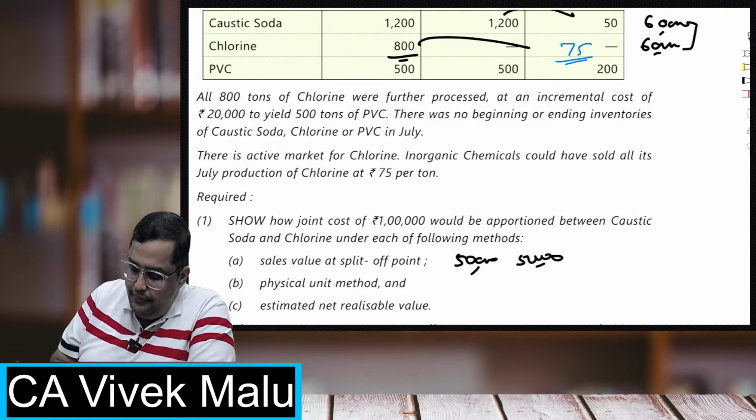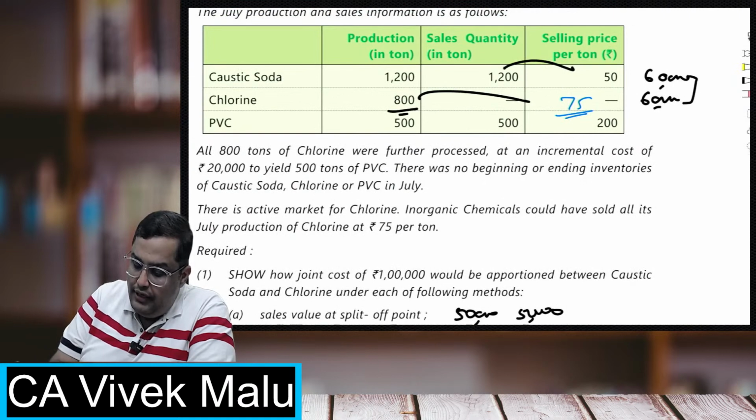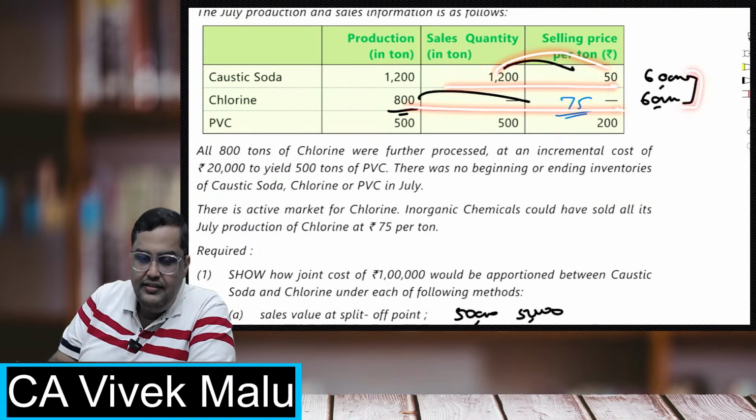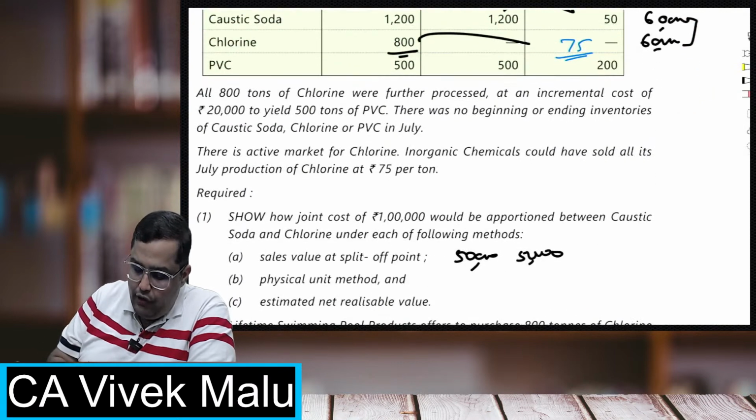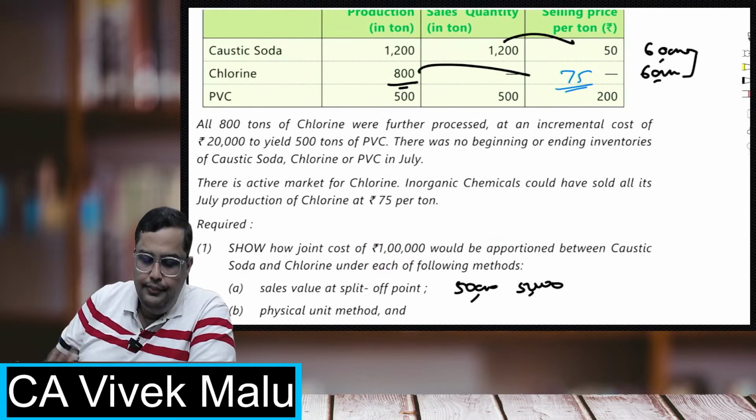Students, is it clear? The first process, is it clear? The sales value at split-off. I have calculated the sales value at this point. I have calculated the sales value for chlorine, 60,000, equal. So the joint cost of 1 lakh will also be divided equally. Is this clear?